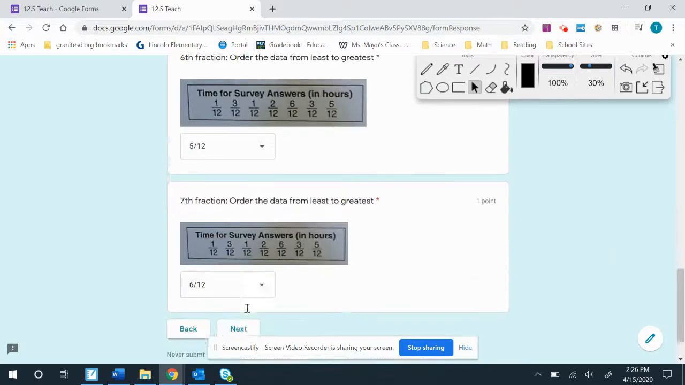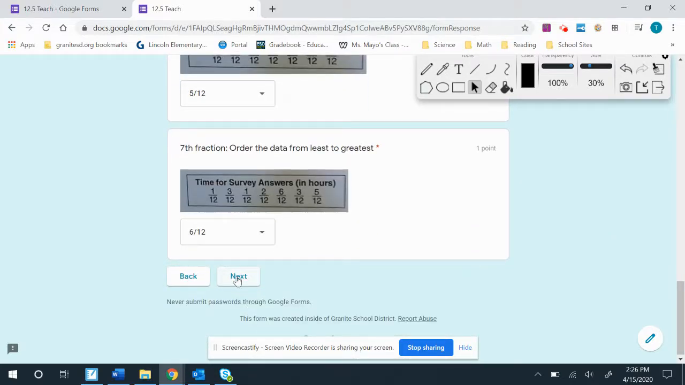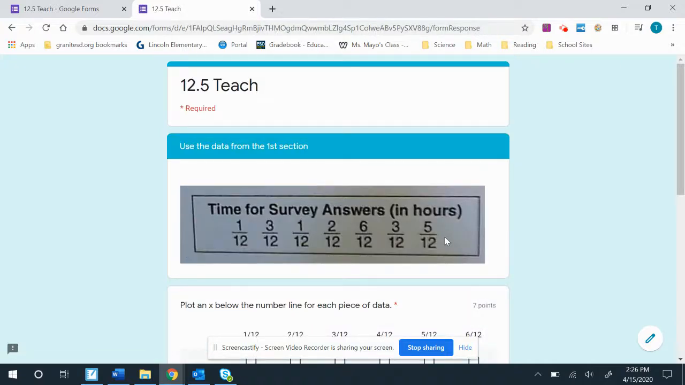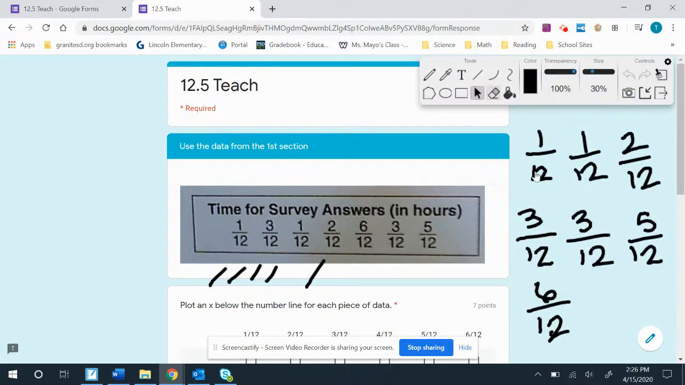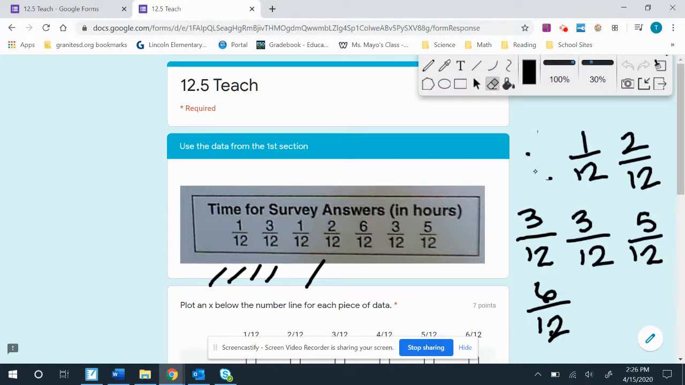Next, we are going to make our line plots. So on your paper, using these fractions, go ahead and create a line plot now. All right, let's see how you did. So I have, let me see if I can get rid of this. There we go. So I put all this in order.